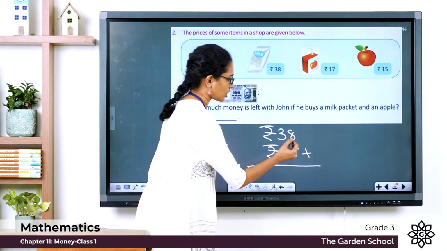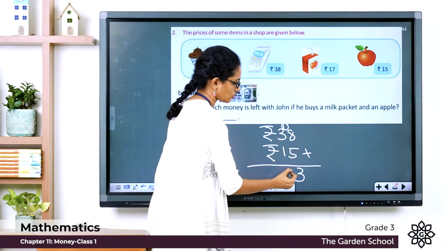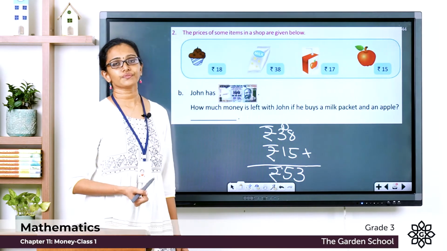Together they will cost how much? 8 plus 5 is 13. Then 3 plus 1, 4 plus 1, it's 5. So together they will cost rupees 53.